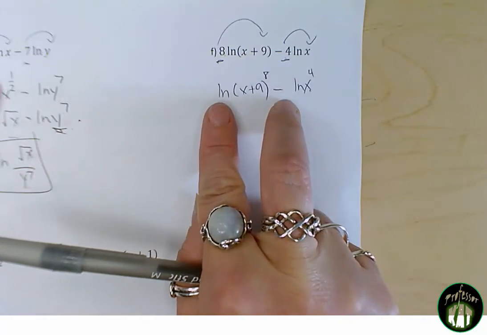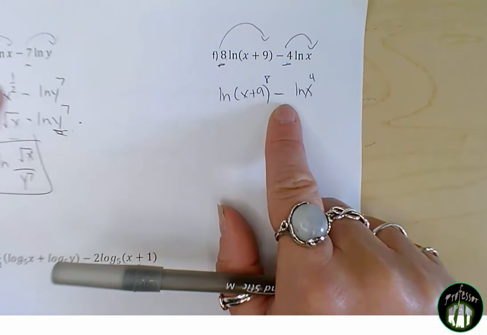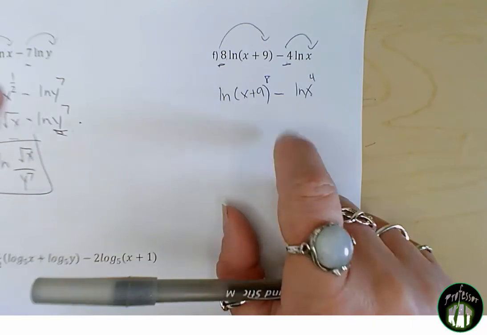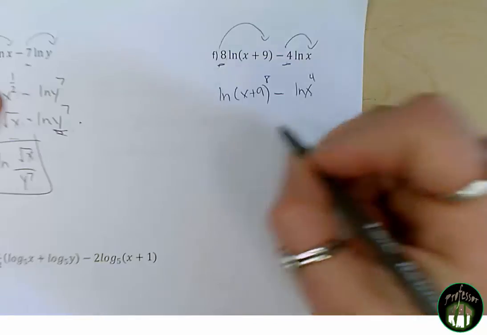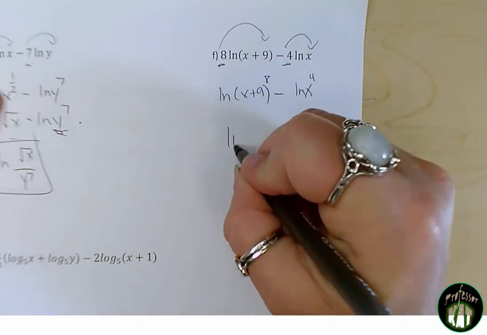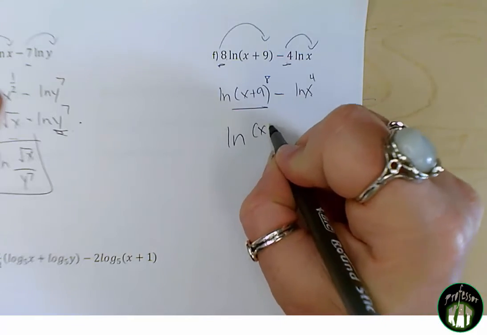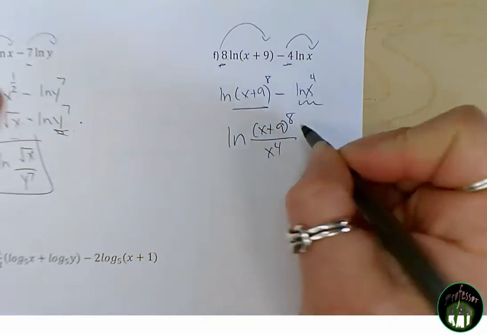Any coefficients need to automatically become exponents. Then look at your sign. If it's a plus, you're multiplying these. If it's a minus, you're dividing these. Now ours is a minus, so we are going to divide. So we're going to merge the 2 ln's into one, with this first one here being our numerator, this second one here being our denominator.